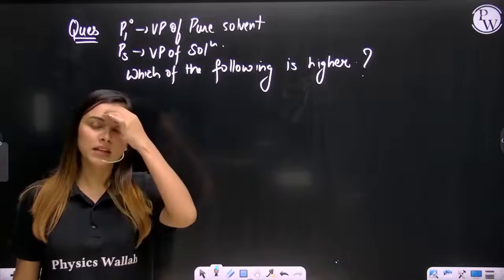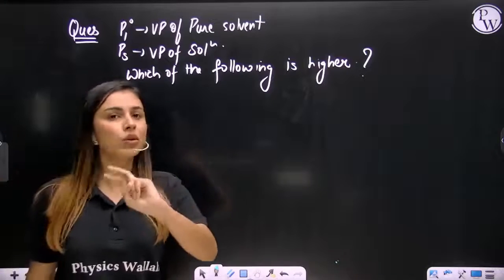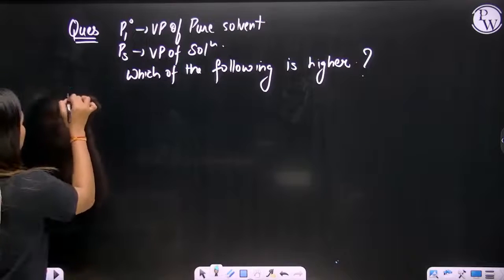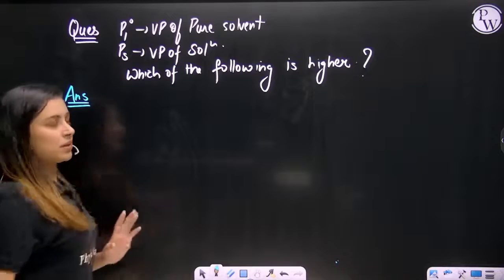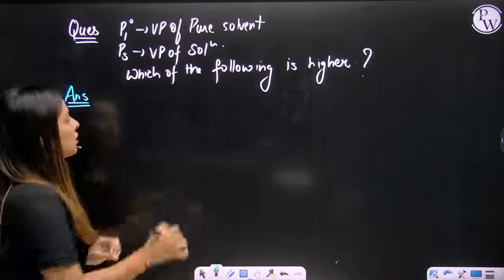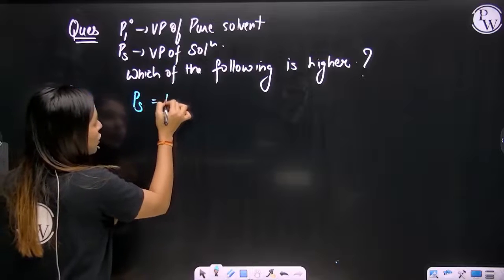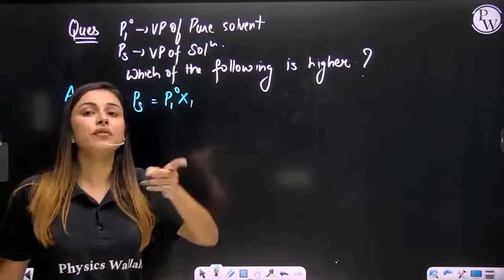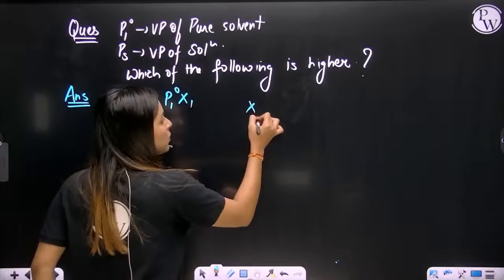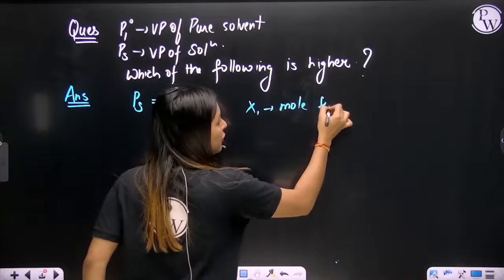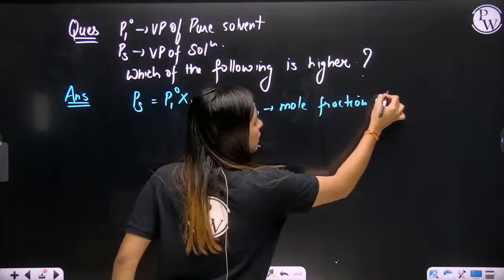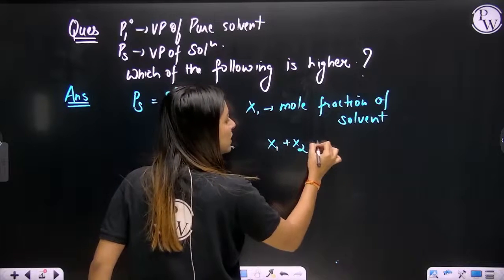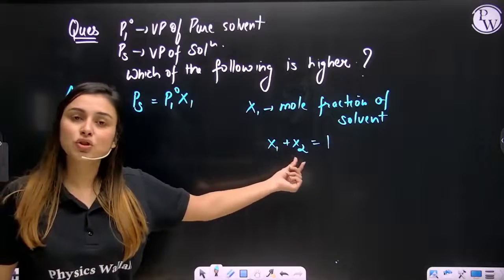Okay, so now let's imagine we can answer this question in two different ways. We can answer it mathematically and we can answer it conceptually as well. Okay, so we'll answer this. Now first, my dear students, you know that PS is actually equal to P1 naught X1, where X1 is the mole fraction of solvent, right? Yes, and we know that X1 plus X2 is equal to 1, where X2 is the mole fraction of your solute, right?